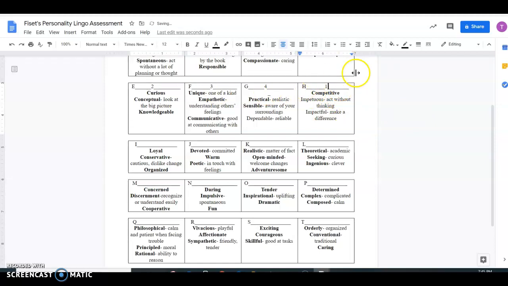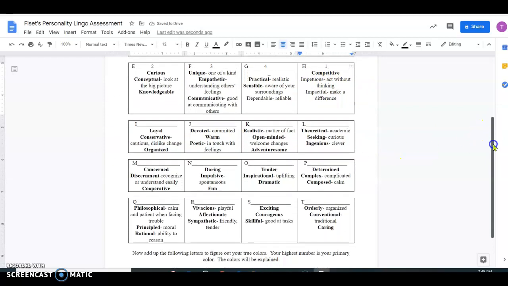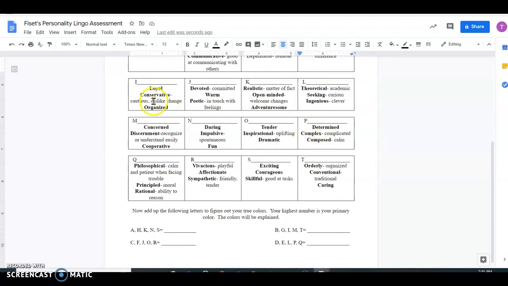which is kind of like I did at the top. So you don't have to do it like that. It's whatever works best for you. That was just a coincidence. Alright, so loyal, conservative, cautious, dislikes change, organized. I kind of like change, so devoted, committed, warm, poetic, in touch with feelings. Realistic, matter of fact, open-minded, welcomes changes, adventuresome. Theoretical, academic, seeking, curious, and ingenious, clever. So this is probably my 4. Actually, I think the third one is my 4. This one's probably my 3. And then, ooh, this one's like me too. 2. And then this is 1.